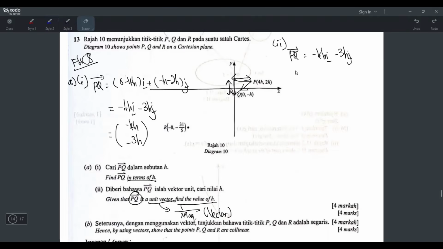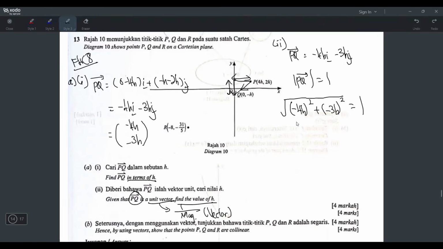So for the PQ vector, since they already say it's a unit vector, it means the magnitude of this will be 1. So what you do is just set magnitude equal to 1. That's how you do it. Now you use the magnitude. How you find magnitude is you open square root and then bracket squared plus bracket squared, and inside the brackets you put in the number before IJ. So before I is negative 4H, before J is negative 3H. And when you do this, you will get the I.